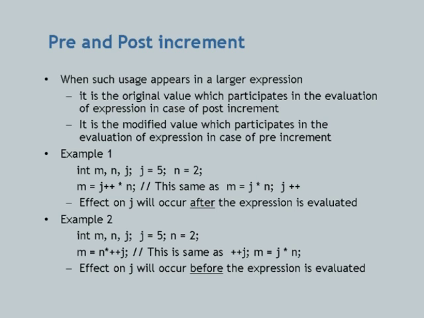On the other hand, consider this alternative example where the values are same as before, but the expression is written as n * ++j. Now, n * ++j is same as ++j; m = j * n. That means j is incremented first. So j will become from 5 to 6, and it is this incremented value 6 which will participate in the remainder expression, which means n is 2, 6 into 2 is 12. So in both cases, at the end of the completion of the execution, j will become 6 anyway. But in one case, m will be assigned value 10. In the other case, m will be assigned value 12. So the effect of j will occur before the expression is evaluated.